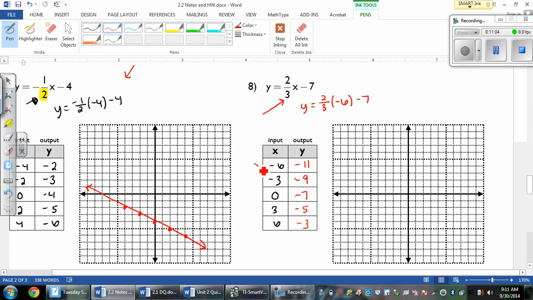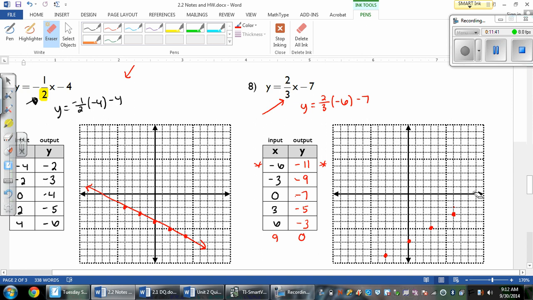So again, this one's not on the table, doesn't fit. So negative 3, negative 9 is left 3, down 9. 0, negative 7 is just down 7. 3, negative 5 is right 3, down 5. And then 6, negative 3 is right 6, down 3. And again, if I wanted to add one more, just to have 5 points, it would be 9, comma 0 when I substituted in there. Oops, that's not 9, that's 8.